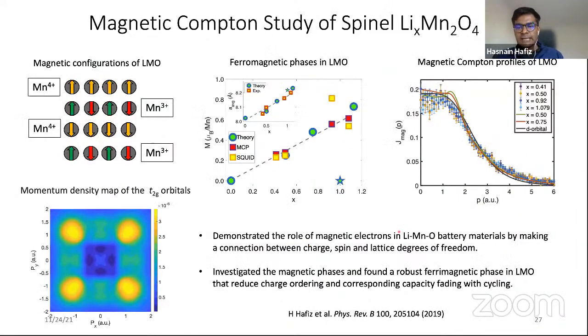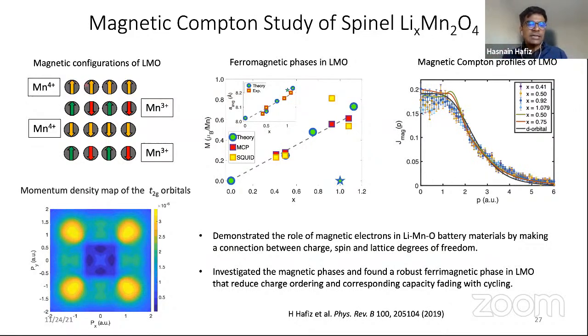My third example is a magnetic Compton scattering study where we try to understand the capacity fading issues in spinel type materials such as lithium manganese oxide. This capacity fading is related to an antiferromagnetic phase, which shows strong charge ordering for a fully lithiated sample. And we have this kind of antiferromagnetic spin arrangement.